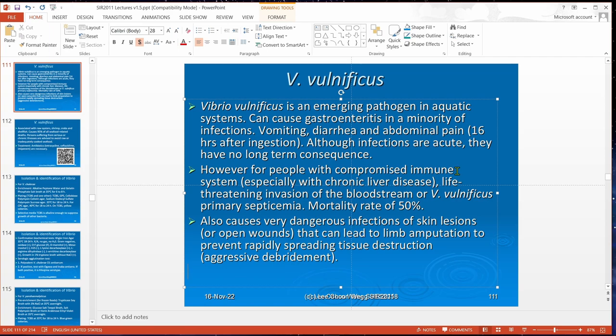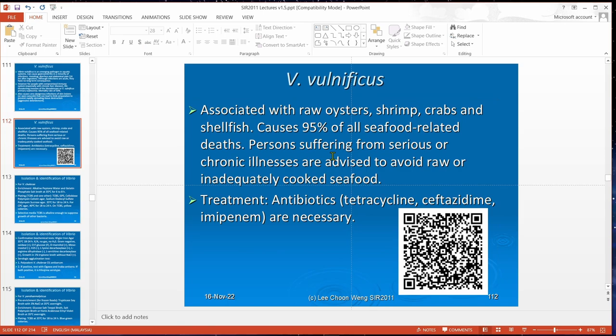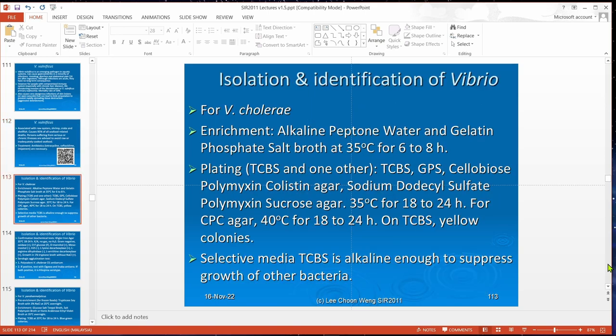So in America, patients with chronic illnesses are actually advised to avoid raw or inadequately cooked seafood because they are afraid of getting infection from Vibrio vulnificus. So this is an emerging Vibrio infection.